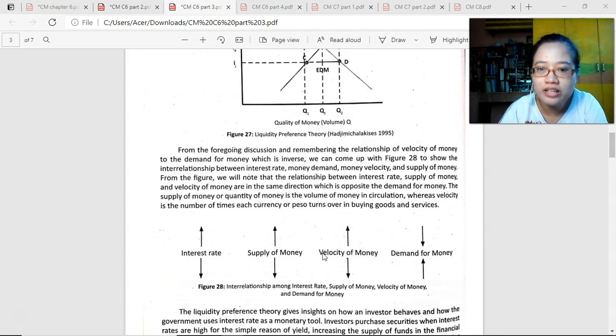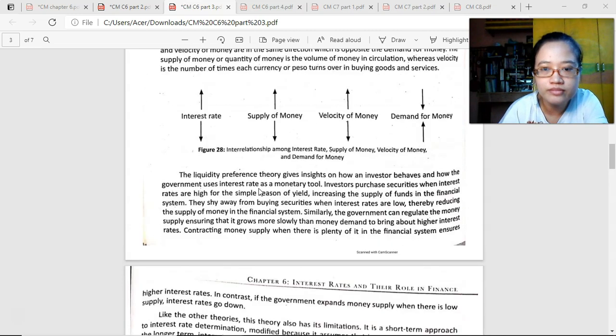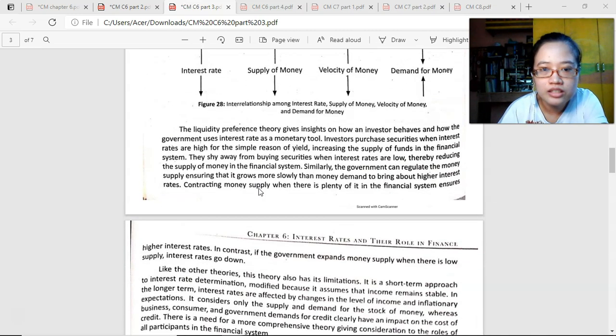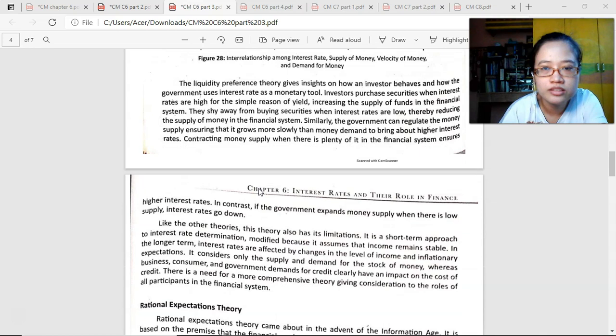Tapos yung velocity of money, since dumami yung supply of money in the market, so mas iikot siya na mas mabilis sa market. Okay? Tapos yung inverse situation, edi pag bumaba yung interest rate, bababa din yung supply of money, bababa din or babagal yung velocity of money, tapos tataas naman yung demand for money. Okay? So, ayun.